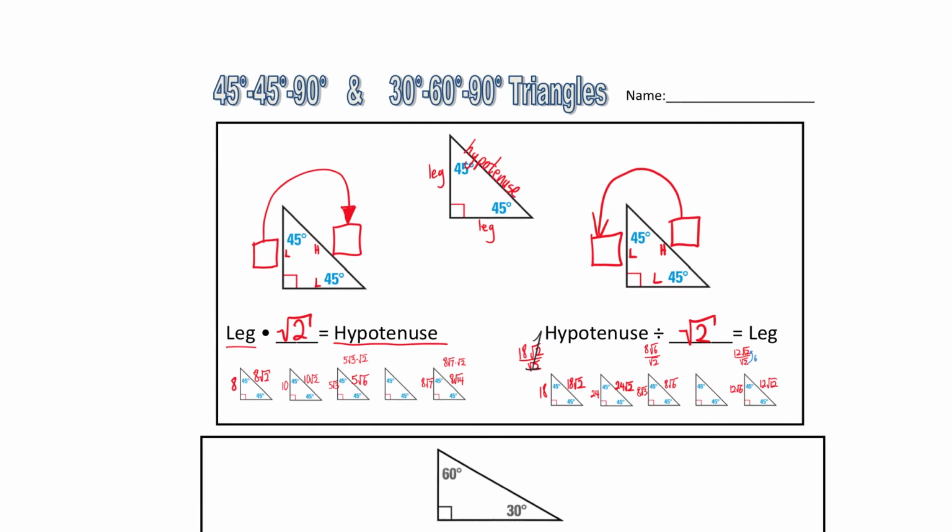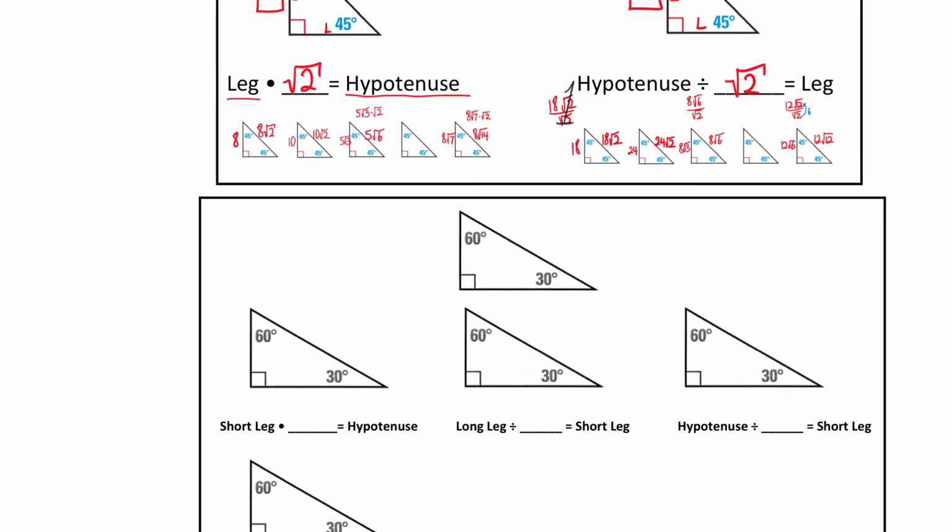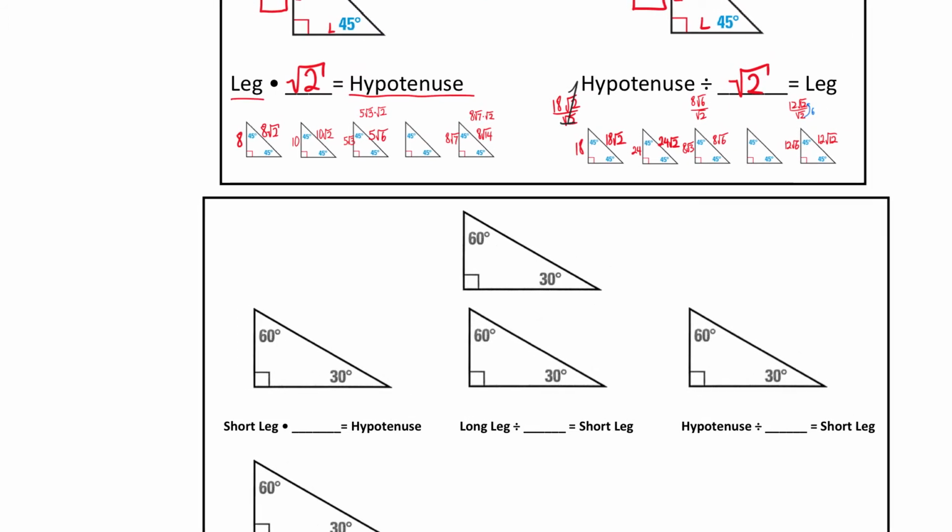All right, so that's our 45, 45, 90. That's like what we did last week. And really, it's pretty easy because all you're thinking about is, am I multiplying by the square root of 2 or am I dividing by the square root of 2? That's all you got to think about. Okay, the 30, 60, 90s do take a little bit more because the two legs are different lengths.